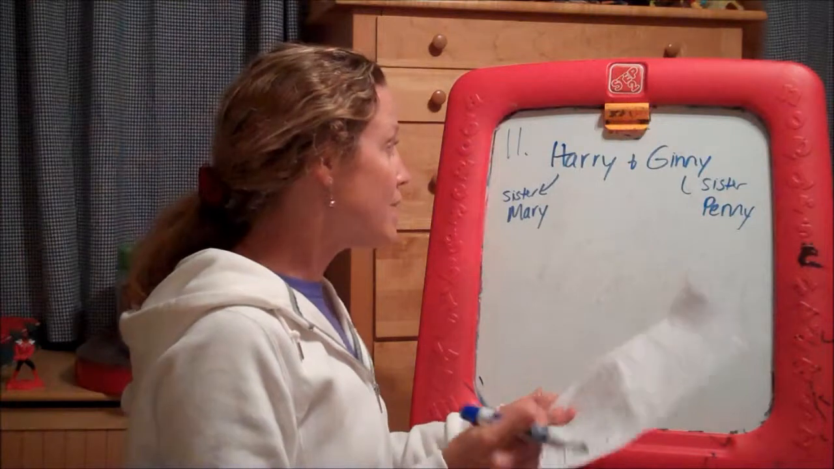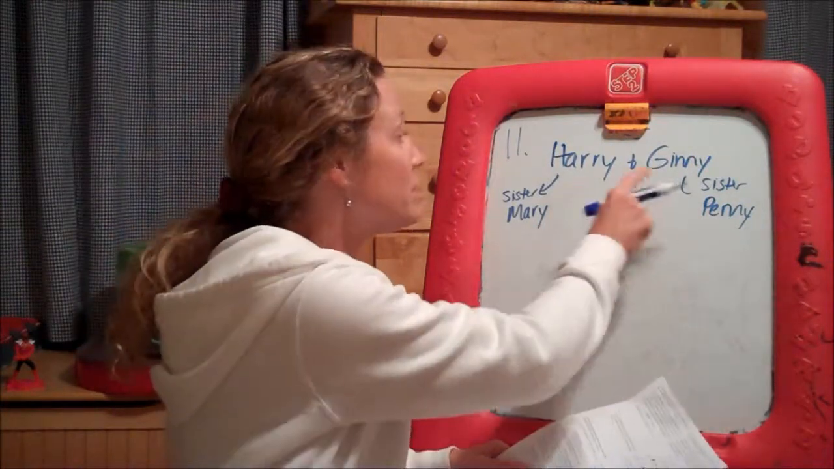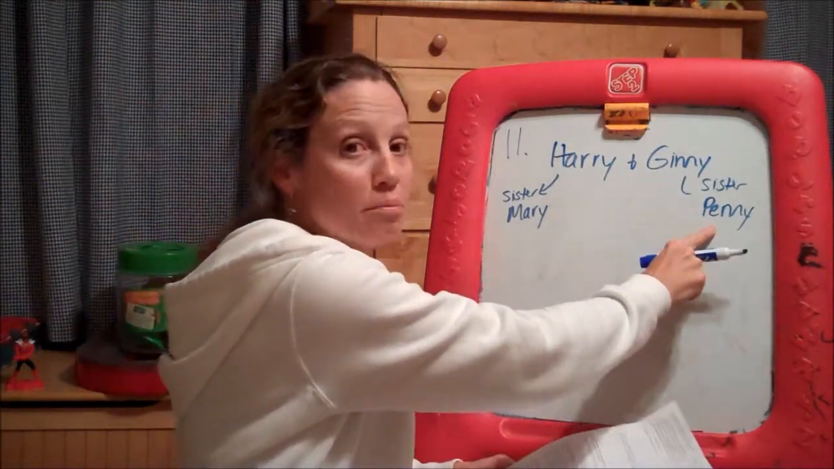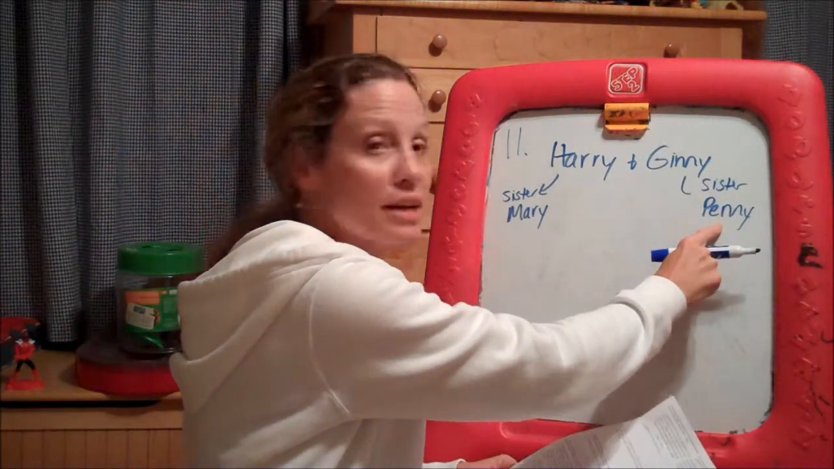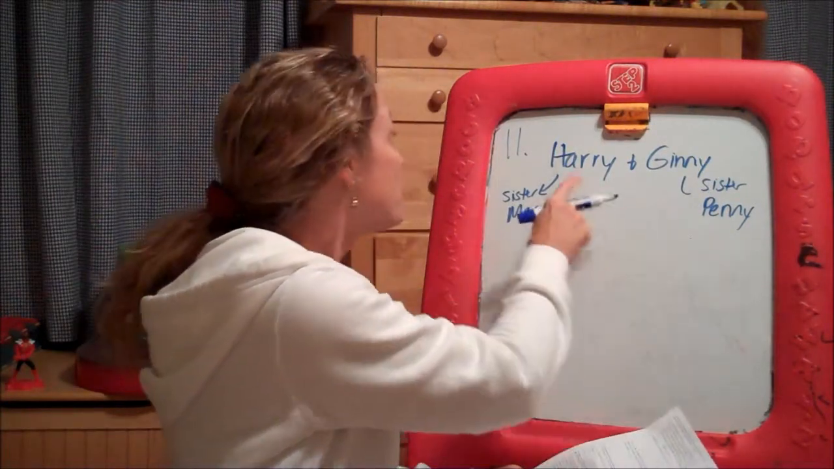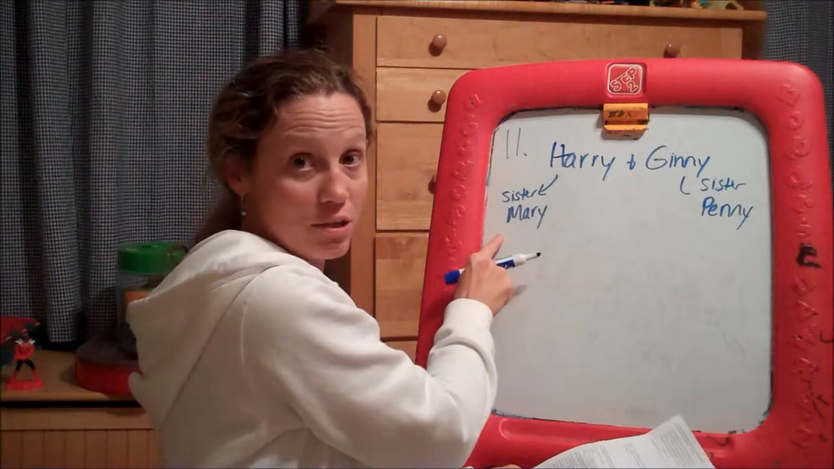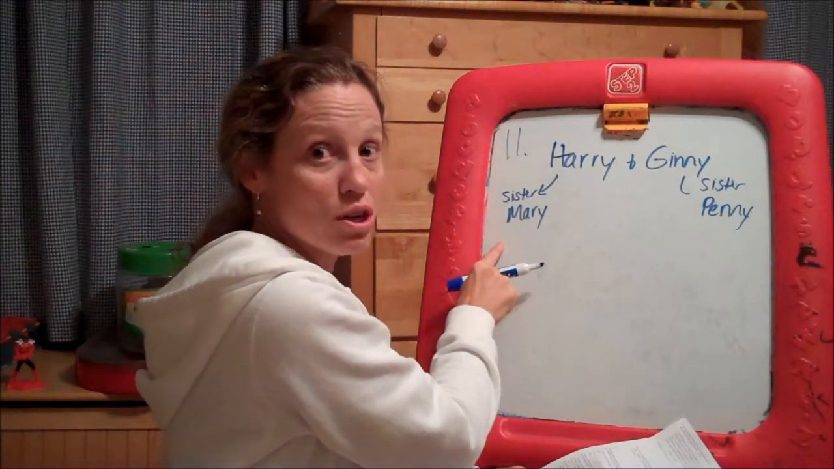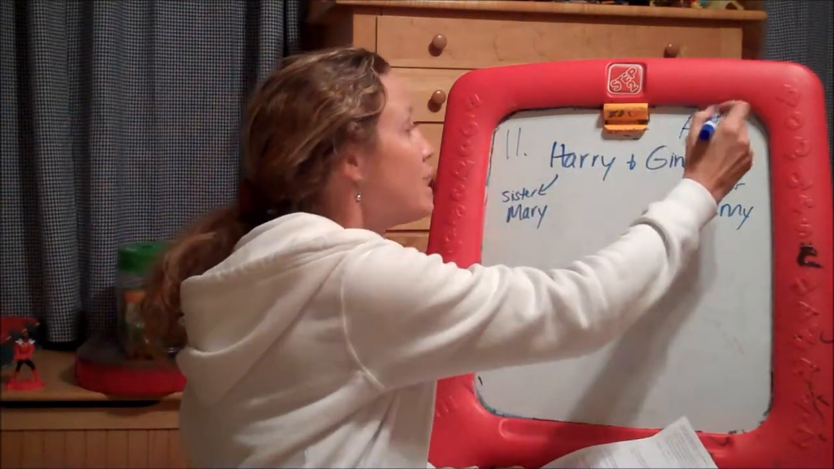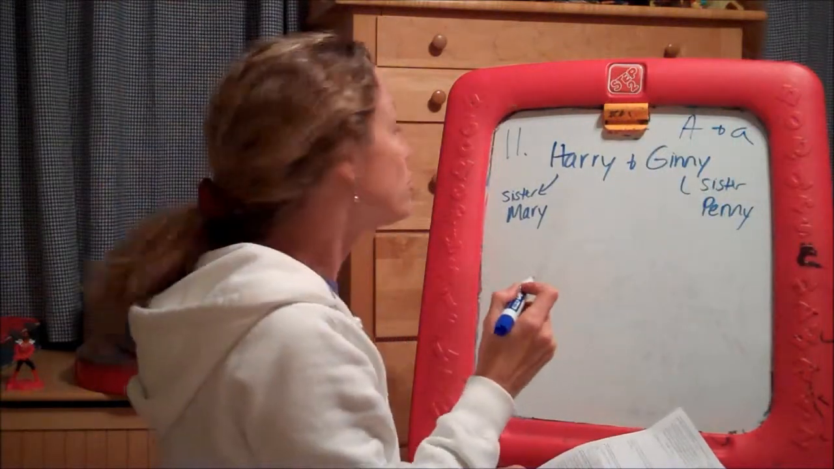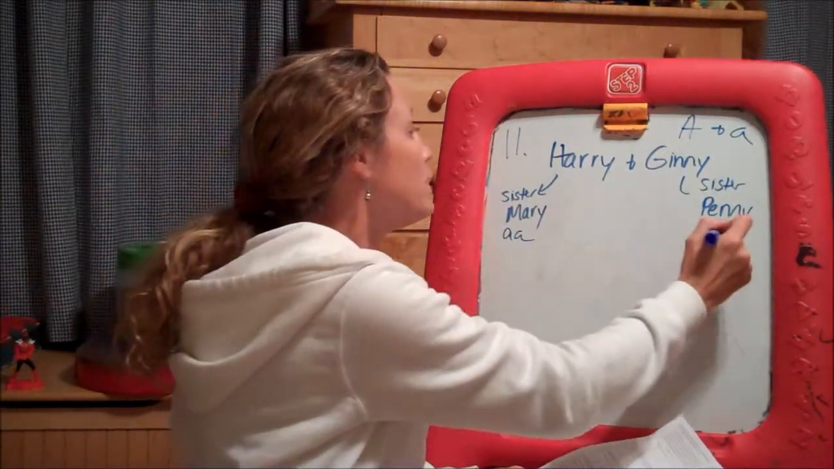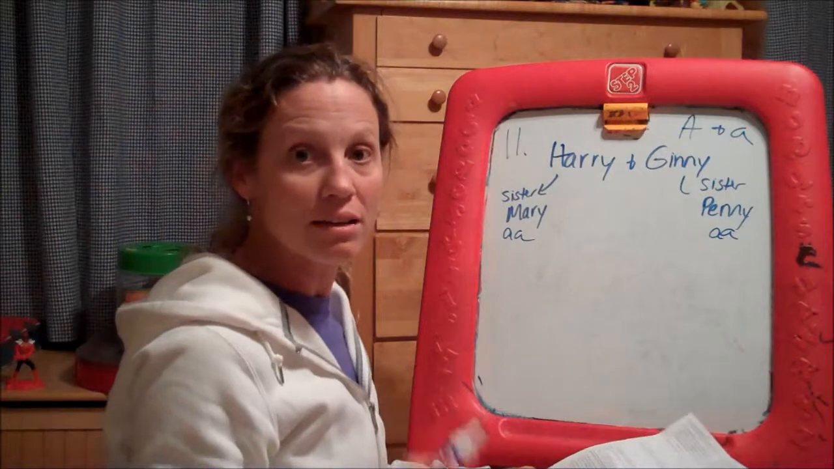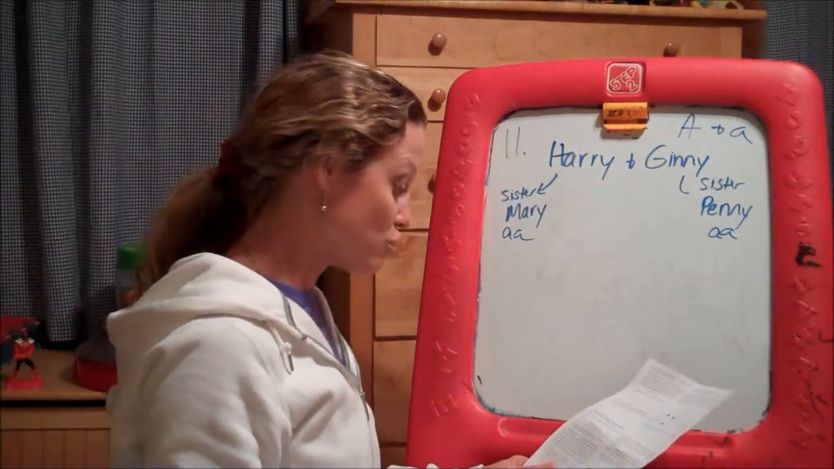So, let's say that our prospective parents are Harry and Jenny. Jenny has a sister named Penny who has a recessive genetic disorder. Harry has a sister named Mary who has a recessive genetic disorder. So we're going to use A for our allele. So we know Mary and Penny both have to be little a because they have the recessive condition.